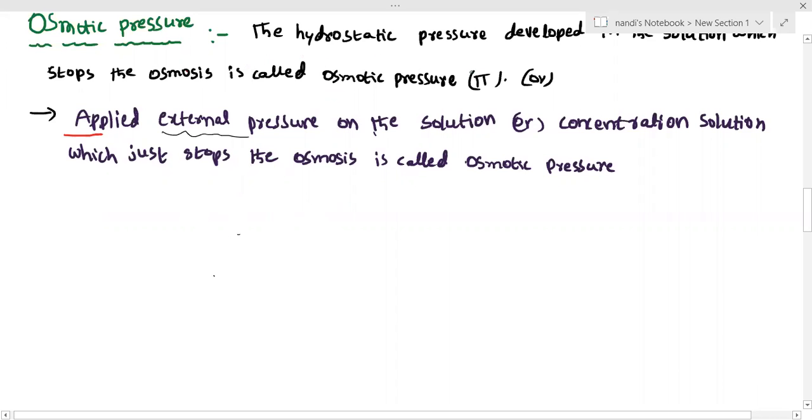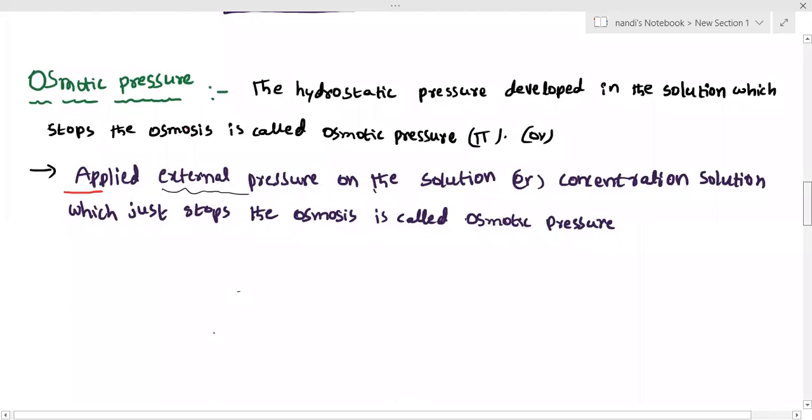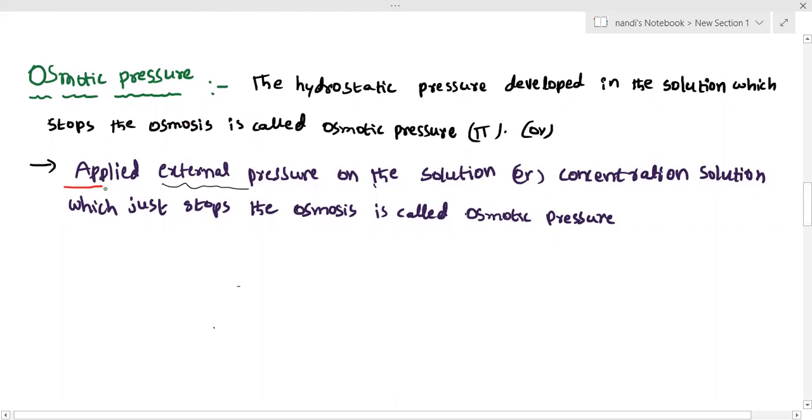The hydrostatic pressure developed in the solution which stops the osmosis is called osmotic pressure, or the external pressure applied on the concentrated solution which just stops the osmosis is called osmotic pressure. We can show this through a small diagram.